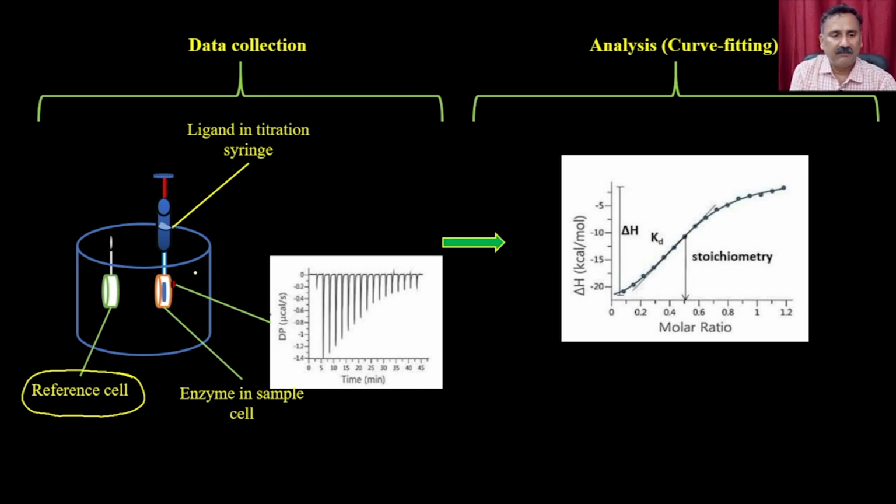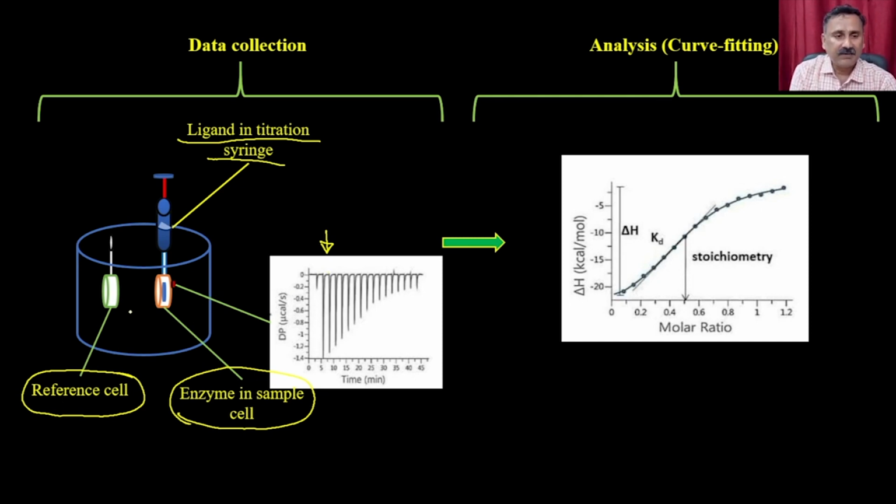And then you are going to have the sample cell where you are going to keep the enzyme, and with the help of a syringe you are going to add the ligand. That's how you can set up the reactions, and that's how the ligand is going to be added to this enzyme in a regular fashion. And what will happen is that when the ligand is injected, it will either absorb energy or release energy, right? Because of the intermolecular interaction with the enzyme molecules.